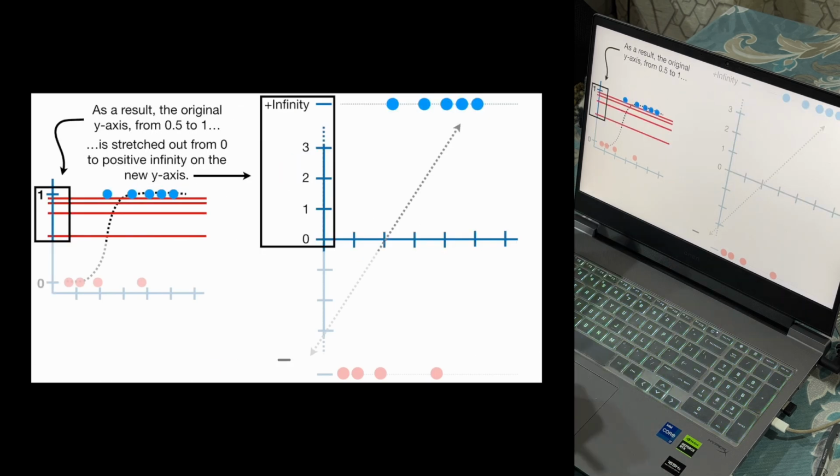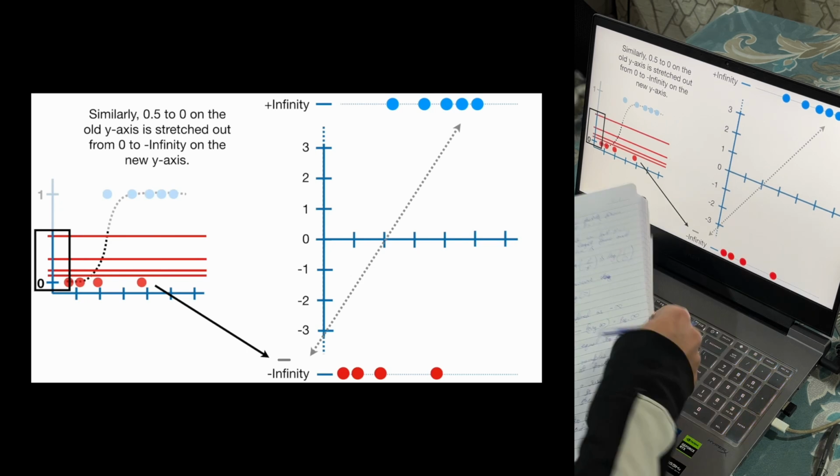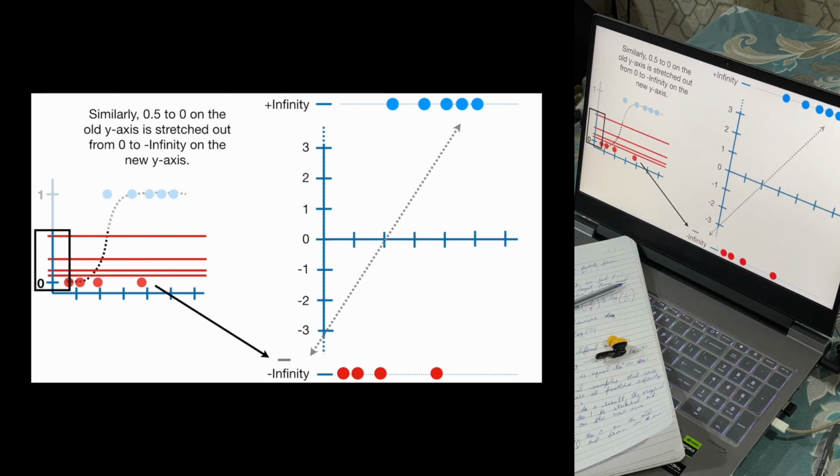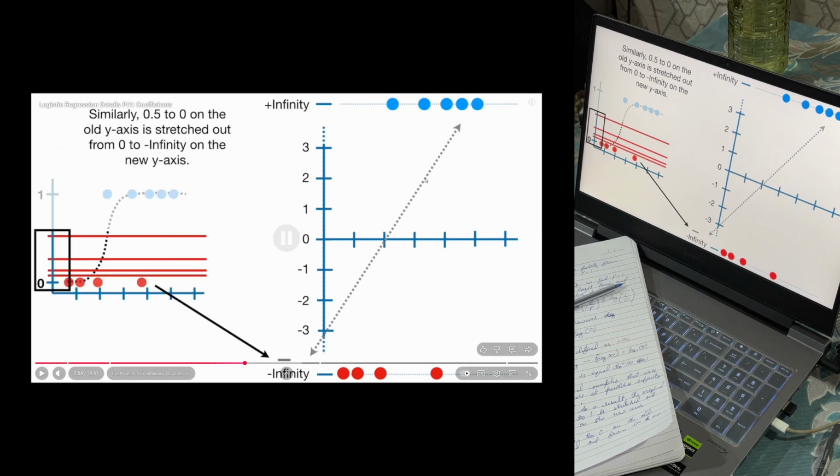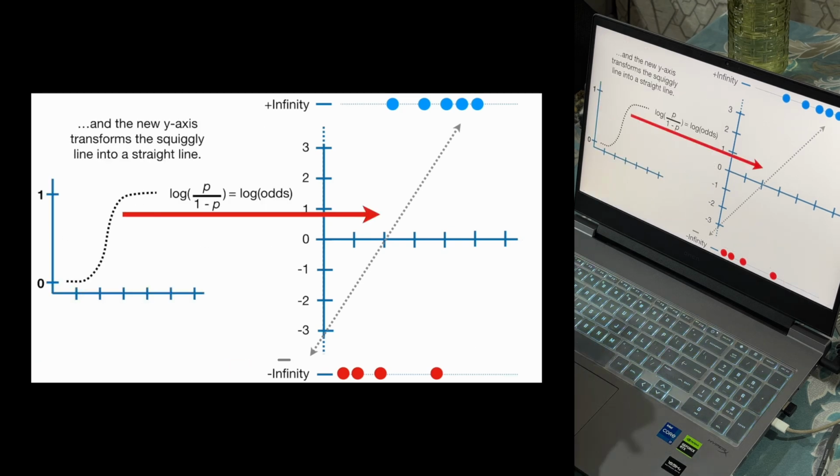To make this work mathematically, the model doesn't directly predict probability. Instead, it models the log odds given by the expression log p/(1 - p), where p is the probability of the event occurring. This transformation maps values from the range 0 to 1 into negative infinity to positive infinity, which allows us to apply linear modeling techniques under the hood.